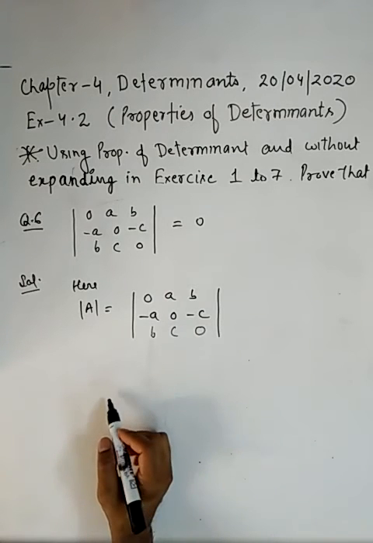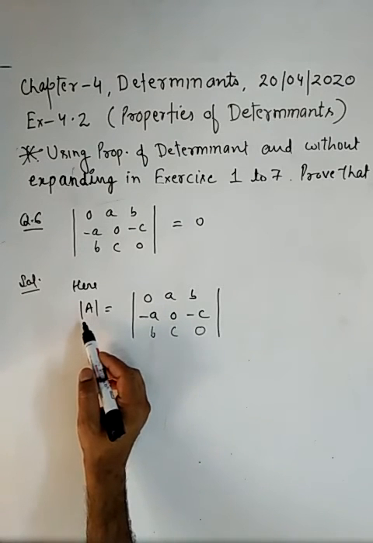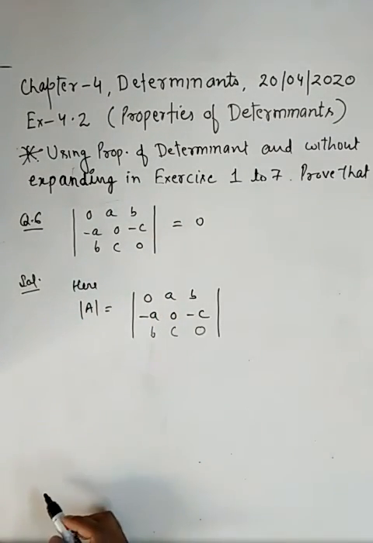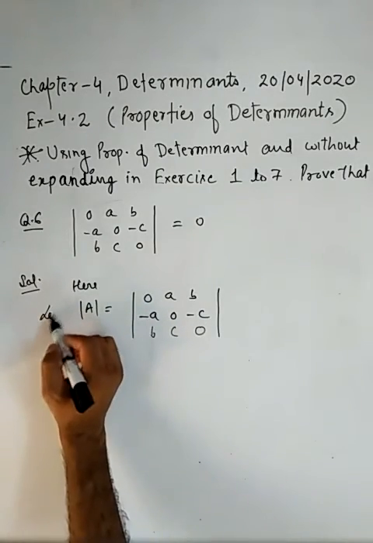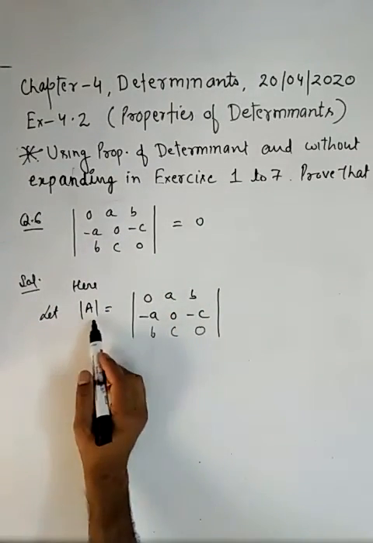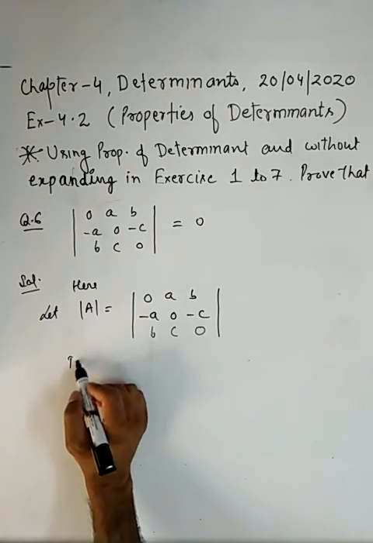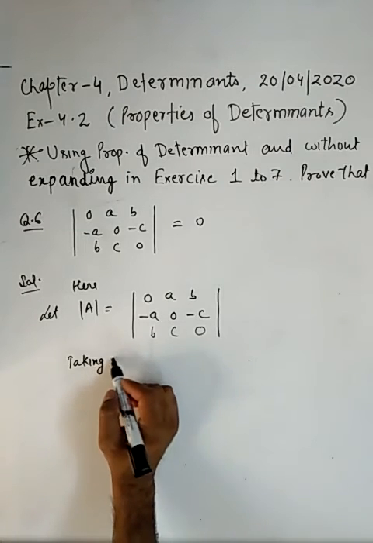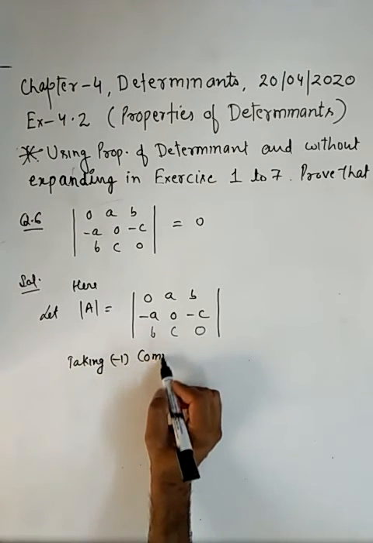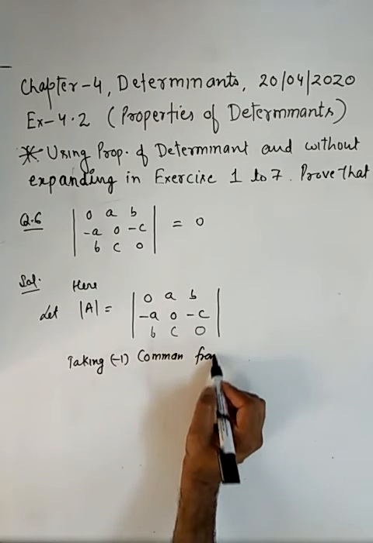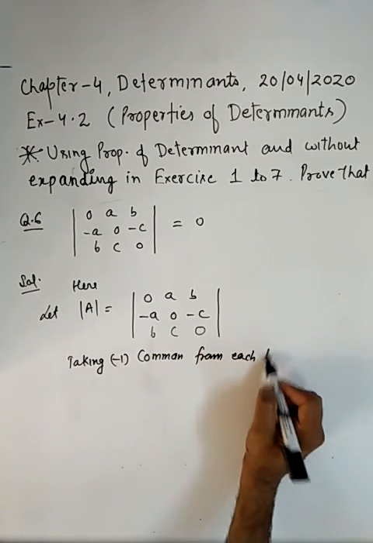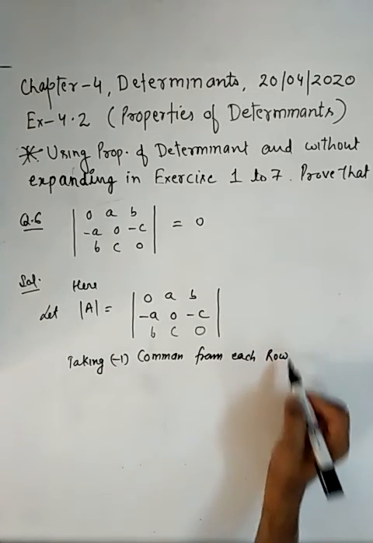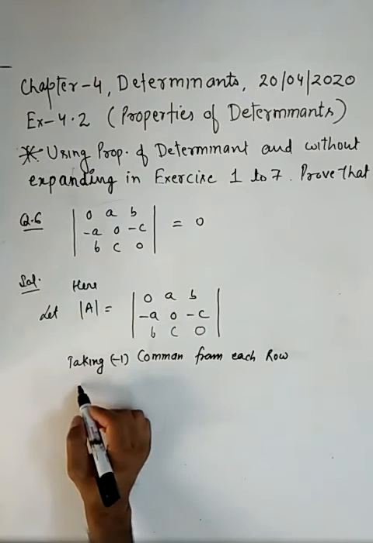Now in question number 6, you have to prove that the determinant of this term is equal to 0. Here you suppose, consider it to be the determinant of A equal to this, taking minus 1 common from each row, not each term, each row. That is row 1, row 2 and row 3. Then what will happen?